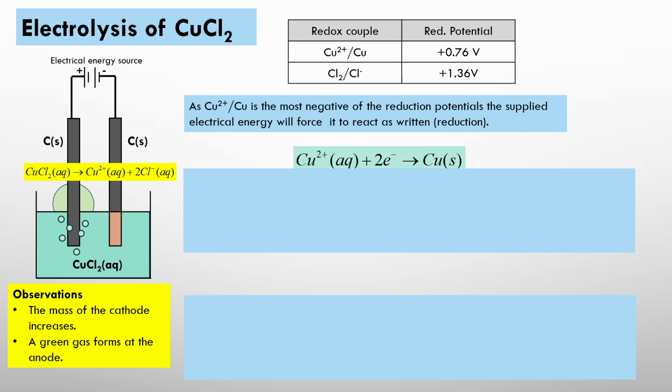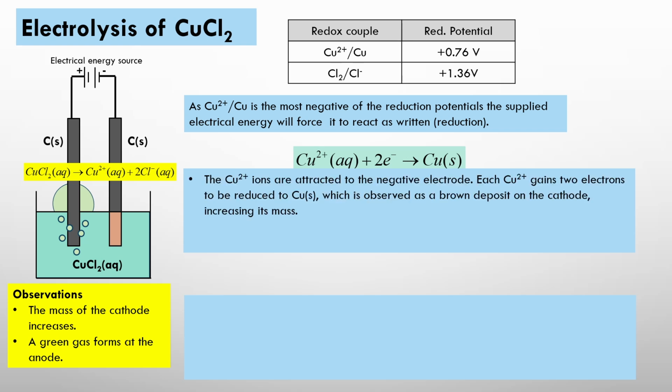We're going to link this gain in electrons to the observations that we see. So in this case I've said that the copper ions are attracted to the negative electrode. Right, that makes sense. They're going to be attracted to the oppositely charged electrode. Each copper ion gains 2 electrons to be produced as 1 copper solid, which is observed as a brown deposit on the cathode. Now this wee bit at the start where I've said that the copper ions are attracted to the negative electrode, put that in, it just makes your report a wee bit stronger.